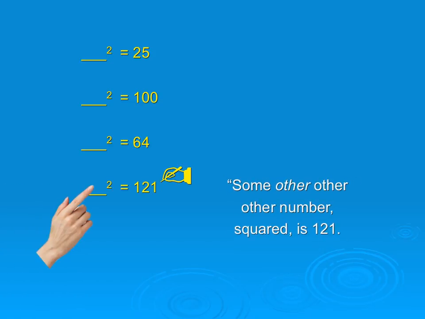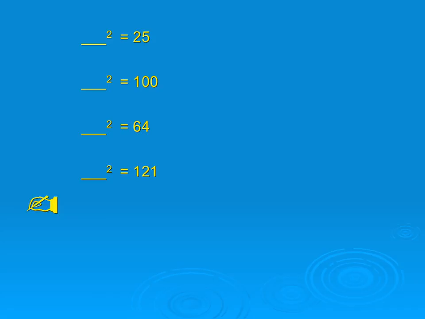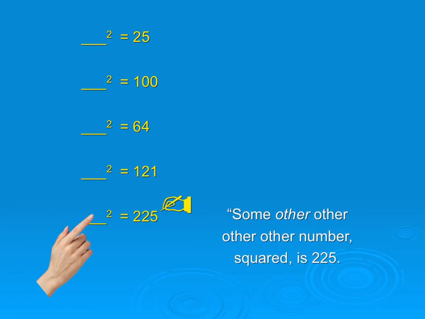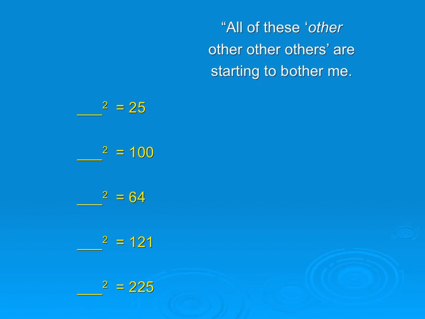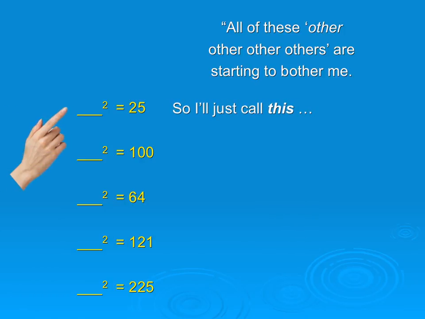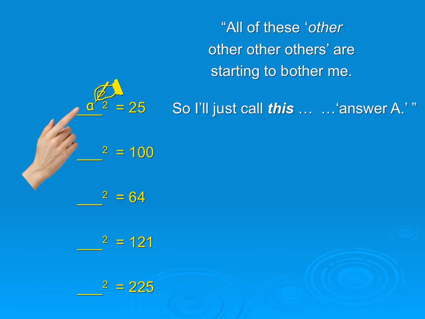Some other number squared is 121. Nod if you know this one. And some other number squared is 225. Nod if you know. And all these others are starting to bother me. So I'll just call this answer A. I'll put an A there. Answer A.